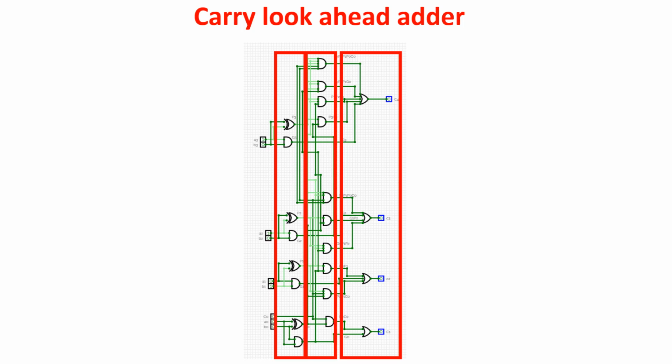To get the whole CLA adder, we need another stage of XOR gates, so in the end we have 4 stages of logic gates. Increasing the number of bits doesn't increase the number of stages, which remain 4, but it does increase the number of inputs in the AND gates and the OR gates.